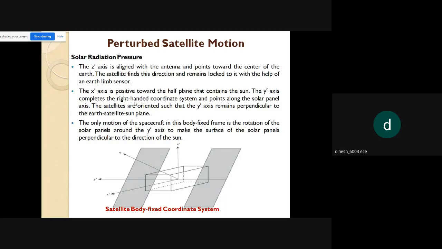The satellites will be oriented in Y dash. So here is Y dash, where they will remain perpendicular to Earth, satellite, and sun. So the only motion of the spacecraft in this body-fixed frame is the rotation of the solar panels. This will be fixed. These are your solar panels only that will be rotating to make the surface of solar panels perpendicular to the direction of the sun. So as the direction of the sun changes, this solar panel also will turn towards that in order to supply power to the satellite.